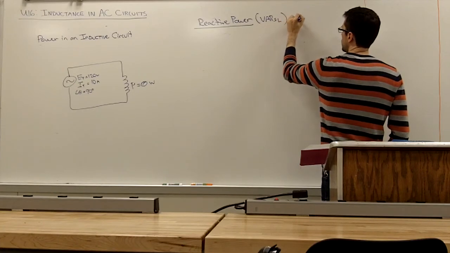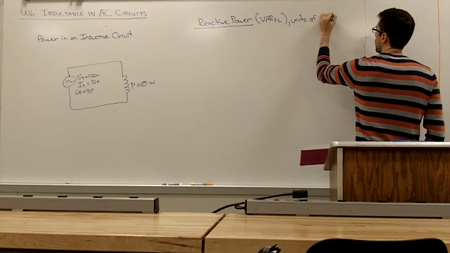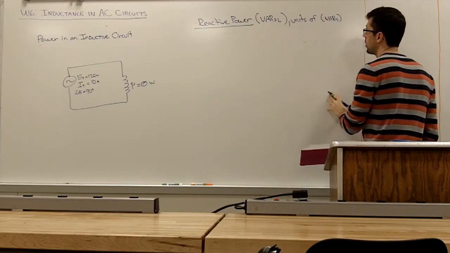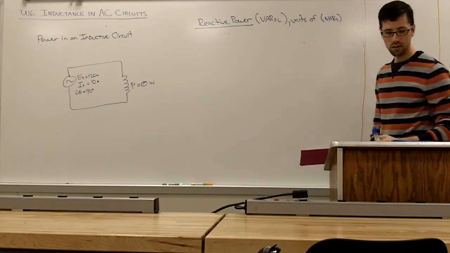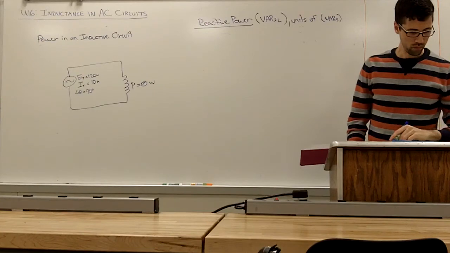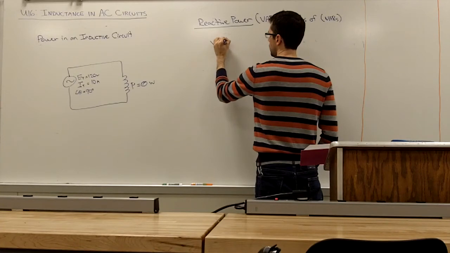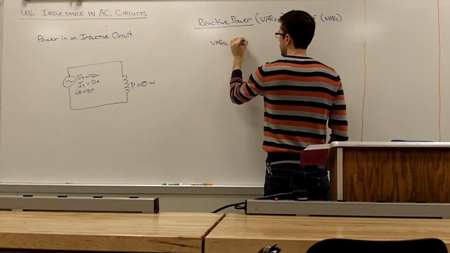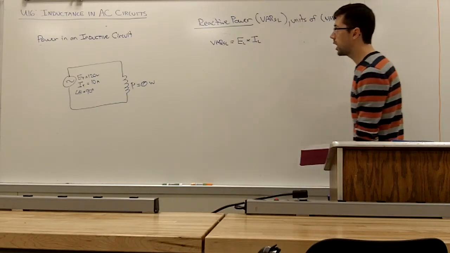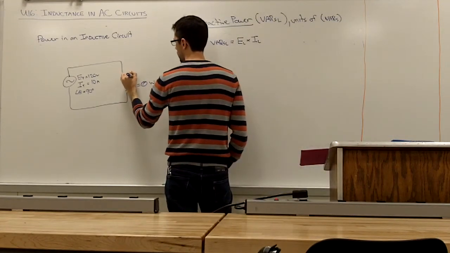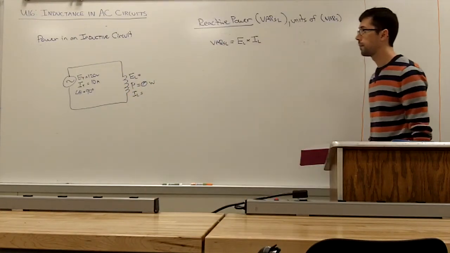It also has units of VARs as well. So this is the only case where the symbol, the quantity, and the units are exactly the same. Our equation for VARs in an inductor is EL times IL. So EL is the voltage drop across the inductor, and IL is the current through the inductor.